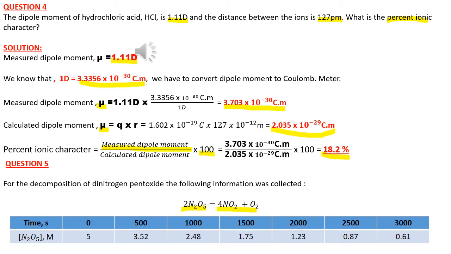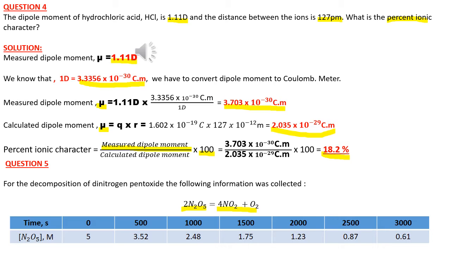We know that 1 debye equals 3.3356 × 10^-30 coulomb-meter. We have to convert the dipole moment to coulomb-meter. Measured dipole moment, mu, equals 3.703 × 10^-30 coulomb-meter.